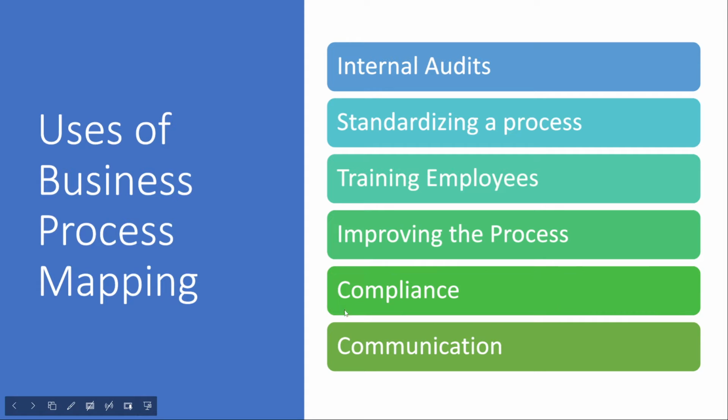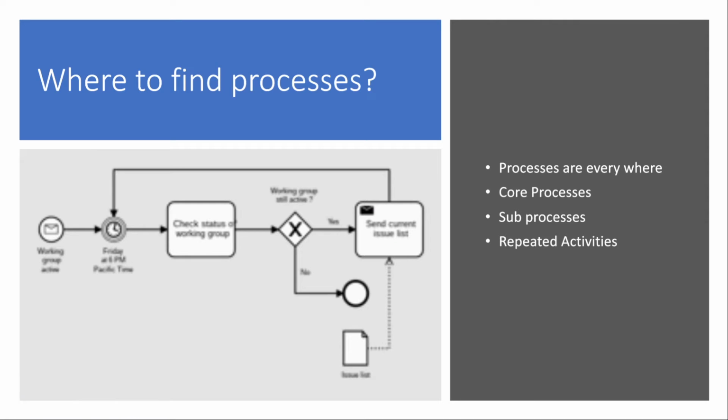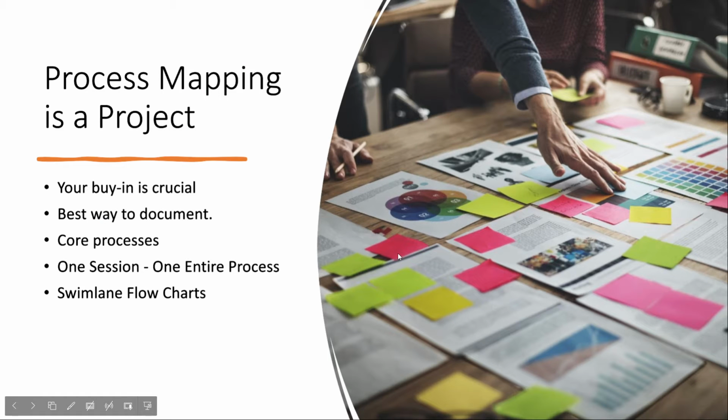It will also help you with communication. It will help you to communicate in a better way when we are talking about the business processes. So these are some of the uses of business processes. Where do we find business processes? Business processes are, of course, everywhere in our business. We have the core business processes like sales order processing and purchase order processing, and all these processes have sub processes. There are various repeated activities that we do every day in our business. So this is what the process is all about.